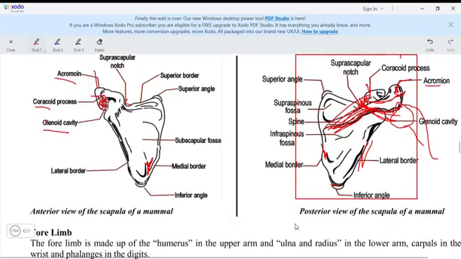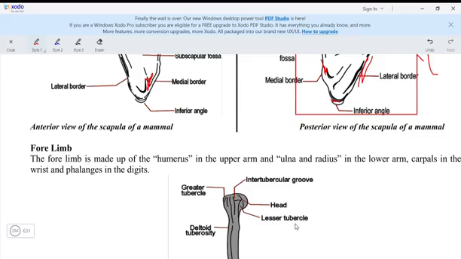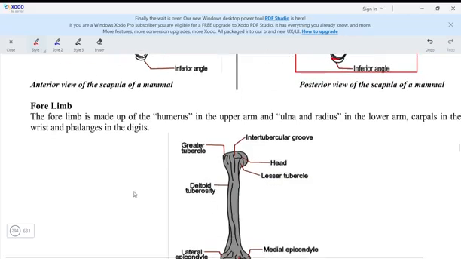Okay, so we are moving to the forelimb. When you hear forelimb, we are talking about the bones that make up the leg. Or sorry, not the leg, it is for the hand. Hind limb is for the leg. So the forelimb is the limb that makes up the hand. And looking at the bones that make up the hand, we start with the humerus.